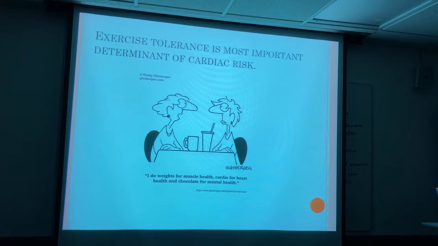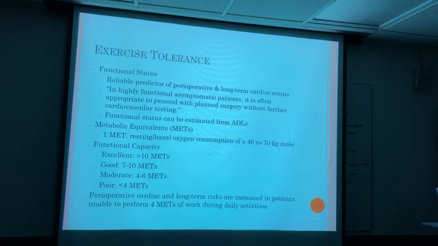So exercise tolerance is going to be a very important indicator of a patient's cardiac risk. The better functional status a patient has, the lower risk it's going to be for them. Functional status is a reliable predictor of cardiac events. In the AHA guidelines, they say in highly functional, asymptomatic patients, it is often appropriate to proceed with planned surgery without further cardiovascular testing. So functional status can be estimated by patients' activities of daily living.